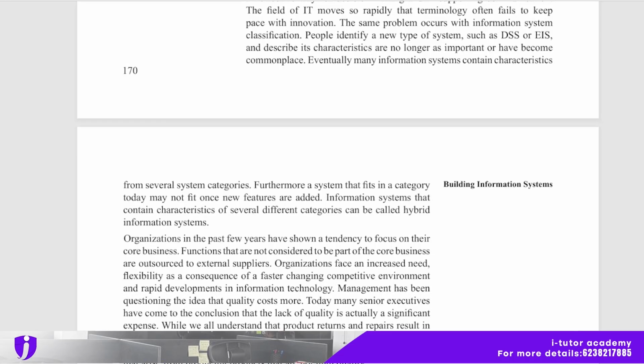Organizations in the past few years have shown a tendency to focus on their core business. Functions that are not considered to be part of the core business are outsourced to external suppliers. Organizations face an increased need for flexibility as a consequence of a faster changing competitive environment and rapid development in information technology. Management has been questioning the idea that quality costs more, and today many senior executives have come to the conclusion that the lack of quality is actually a significant expense.